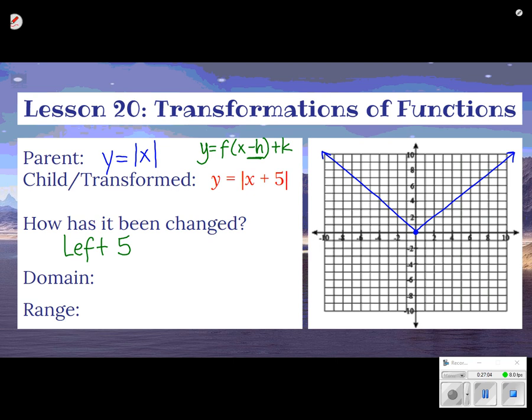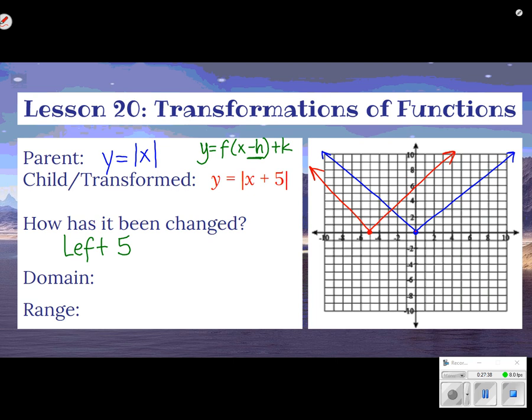So we're going to come back over and I'm going to change colors, and I recommend you do something like that, either highlight it after the fact, make it stand out, something like that. So what I'm going to do is start here at 0, 0, and move left 5. Now these little dots, those aren't really there. I'm just showing you that I'm counting. I'm going to go left 5, put that point, and then make the same arms that I did before, and that's what I want you to graph for your child function.